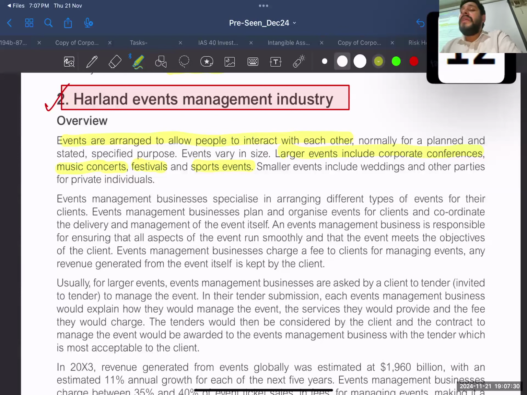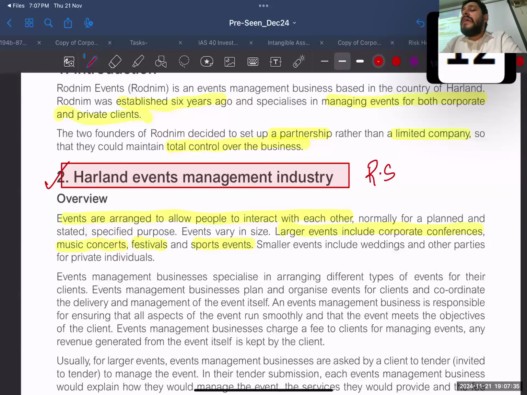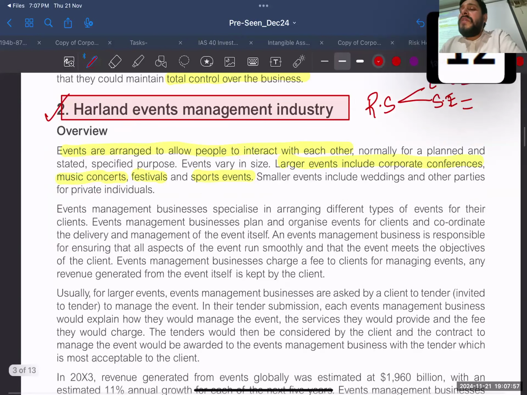So there may be a possibility that they may provide you in the exhibit the revenue stream, and they may have a division between larger events and smaller events. And they may say that the company operates in these 3 areas of the larger events and in these 2 areas of the smaller events. So you need to make sure how these areas can be improved. This is the possibility of answering a question. It says, smaller events include weddings and other parties for private individuals. So now I have a very clear idea.